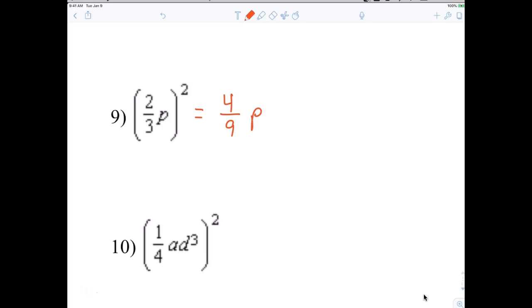P to the first? No. Power to power. Oh, sorry, to the second. Yes, that's good though, okay? Come on now, make your correction on there.